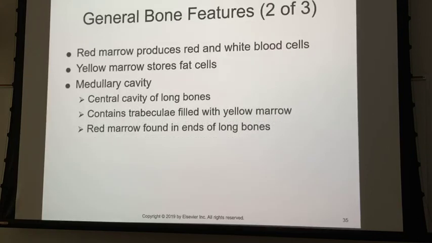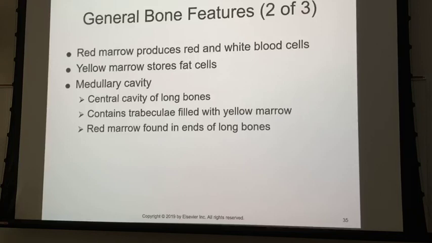So red marrow produces red blood cells. Yellow marrow is primarily just fatty marrow. Medullary canal or cavity is where all that stuff lives. The central cavity of long bones, so long bones are kind of like a tube. Regardless of how long the bone actually is, remember your individual finger bones are technically long bones, even though they're very short. So just the shape of them being sort of cylindrical makes them a long bone. So the central axis is where the marrow is, and especially in your long bones, you see that.